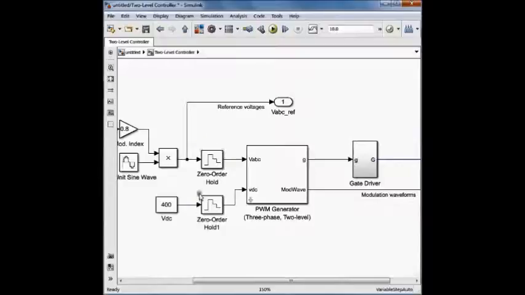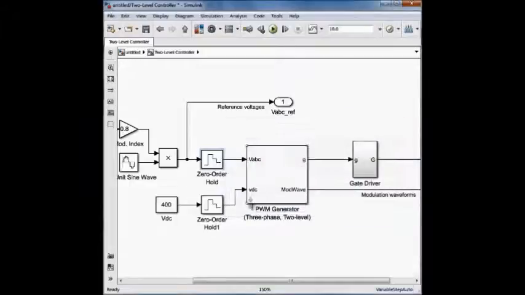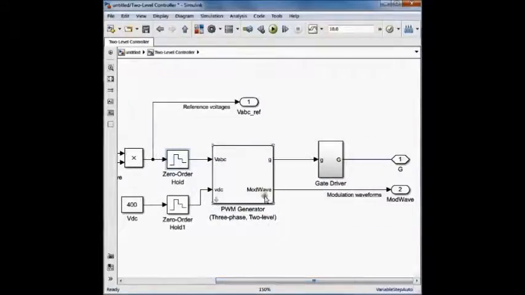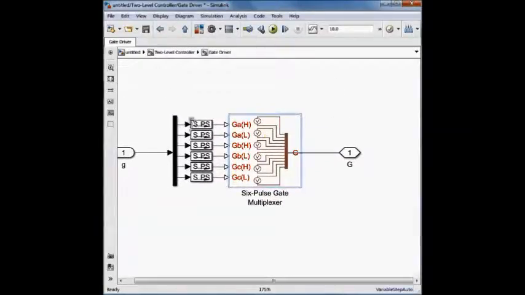A zero-order hold is for holding the signal for a particular time. So this is 1 by 10 into FSW. FSW is a constant that is already declared, and this is the main component, the PWM generator, and the gate signals are getting connected to the gate driver. The gate driver is giving the signals to every triac or thyristor connected to the bridge converter.